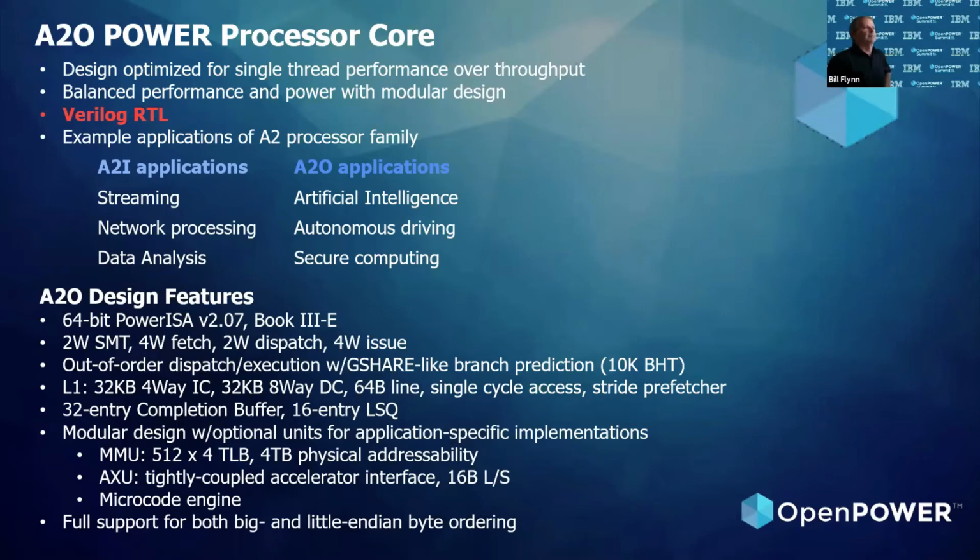The caches were doubled in size, so 32K I-cache, 32K D-cache, same 64-byte line, single cycle access, and they also had a special prefetcher built into the data side to handle out of order. It has a 32 entry completion buffer, and then it has a 16 entry load store queue. The modular design is very similar to A2I, with these interfaces being selectable as to whether a certain core would implement the features or not. And same as A2I, it also supported big endian and little endian.